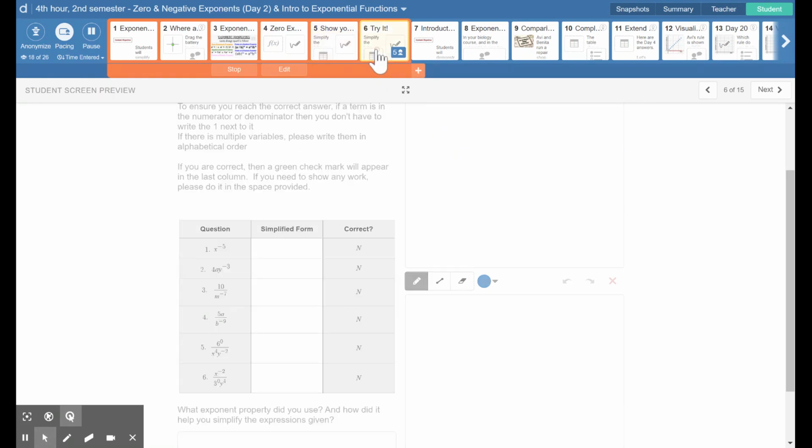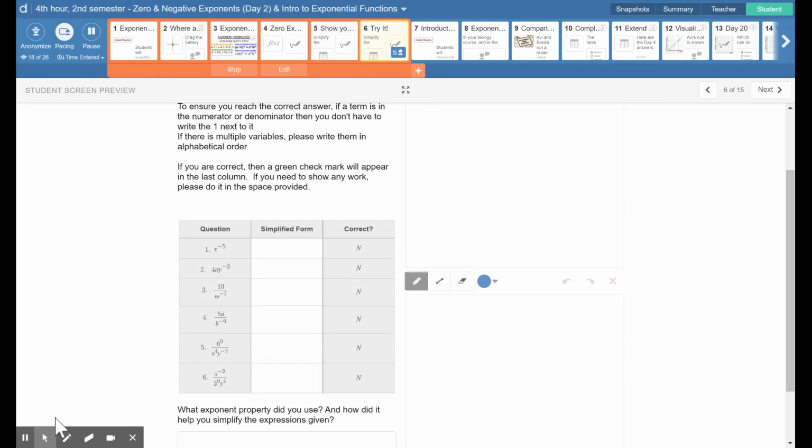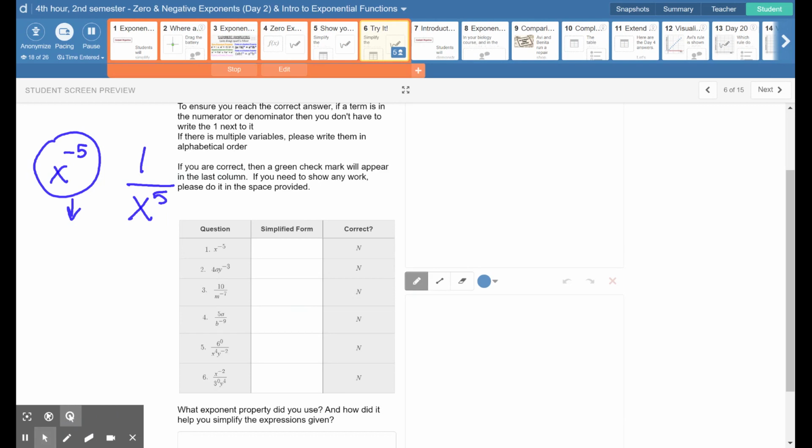Now slide number 6. We have x to the negative 5. That's the only term that has a negative exponent. So it was in the numerator, so now I'm moving it to the denominator. And then we have a 1 on top.